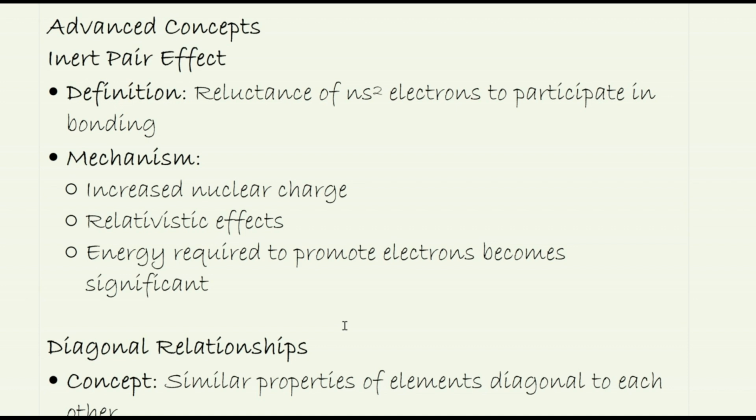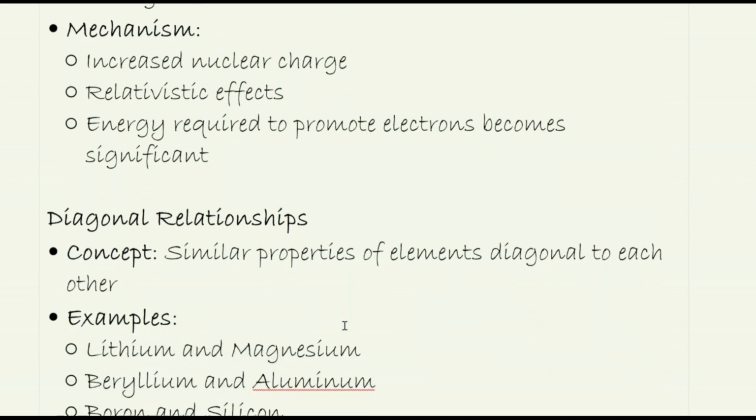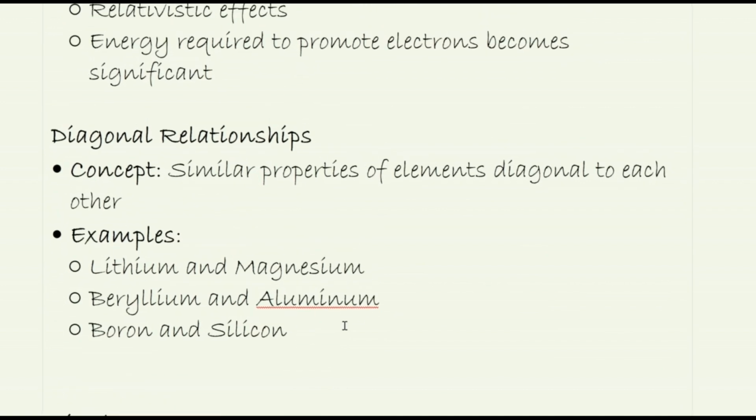Inert, right? Due to that, what will happen? It increases the nuclear charge, and the energy required to promote the electron becomes significant because it is not willing to participate. So we have to provide more and more energy. And then diagonal relationships. Diagonal relationship is exhibited by lithium and magnesium, beryllium and aluminium, boron and silicon, which are diagonally opposite in the periodic table but exhibit some similar properties. That's what the diagonal relationship means.